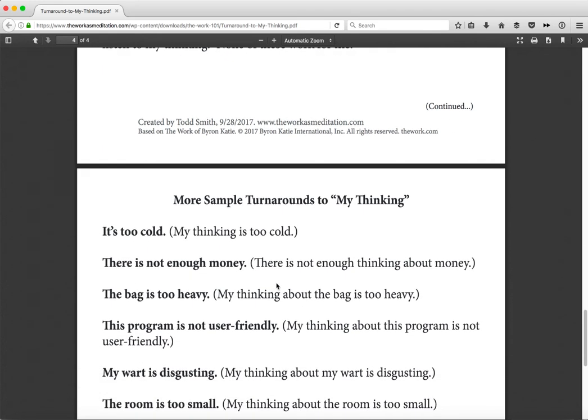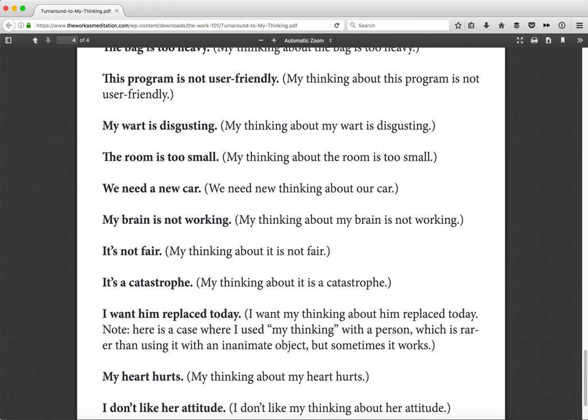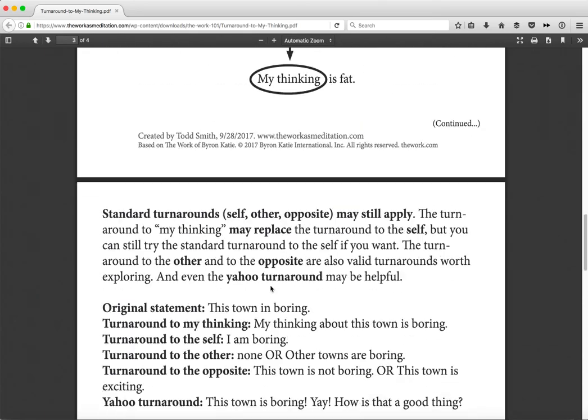And then there's a whole bunch of sample turnarounds to my thinking that you can review on your own time. And if you have questions about the turnaround to my thinking, feel free to let me know.